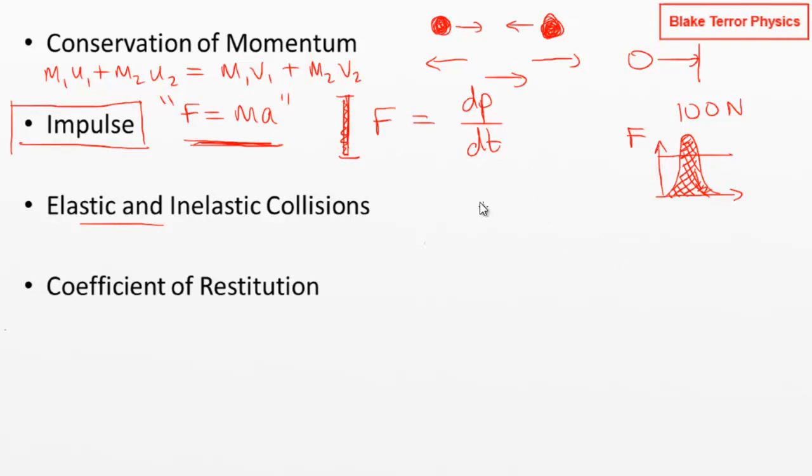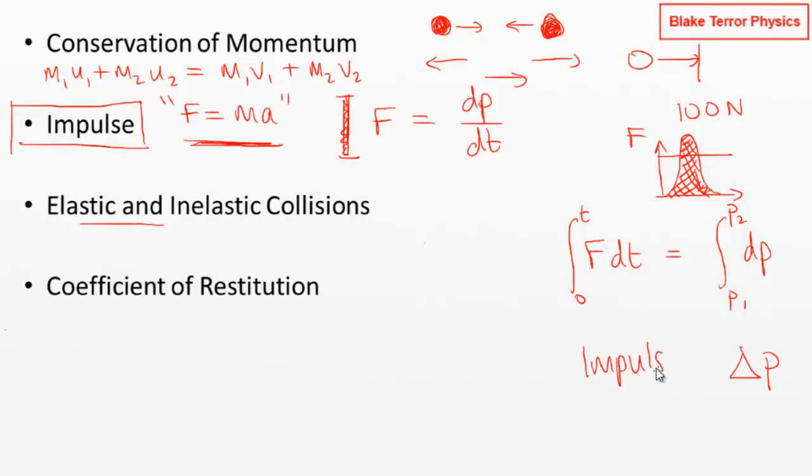So we can actually do the calculus of this and say, well, the integral of f with respect to time from the start of the collision at time 0 up to some time t is the integral of dp. So this is going to be our change in momentum from P1 to P2. So our change of momentum, which is on the right hand side here, our delta P, is this integral of the force over time. And this left hand side is what we call the impulse. So the impulse is the change in momentum.